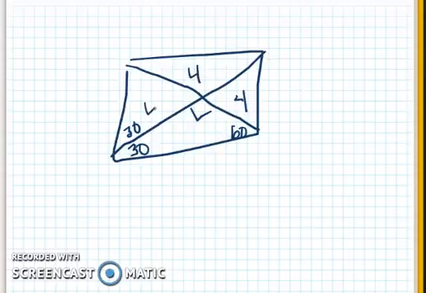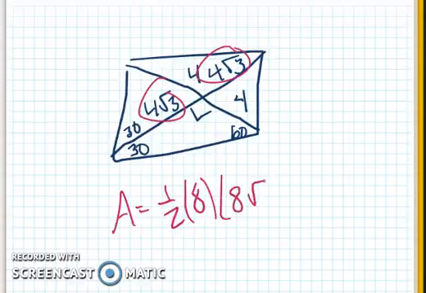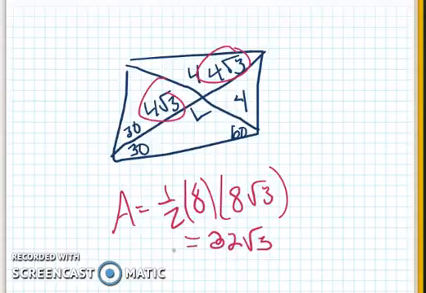Well, if that's x, this is going to be x rad 3. So I should have all my diagonals. So when I set up my equation, I should get area equals 1/2 diagonal 1, which is 8, times the sum of the other diagonal. 4 rad 3 plus 4 rad 3 is going to give me 8 rad 3. And when we multiply that all together, we should end up with 32 rad 3.